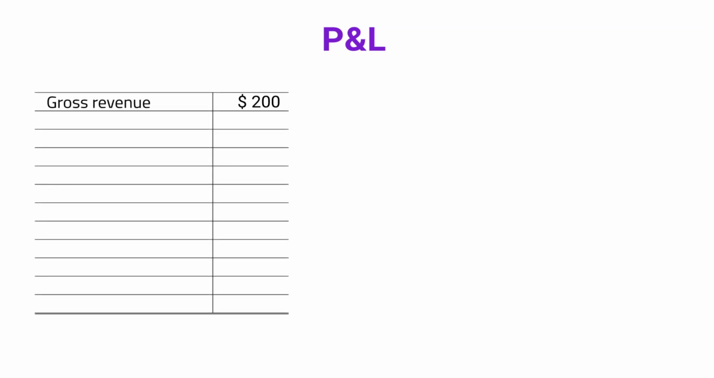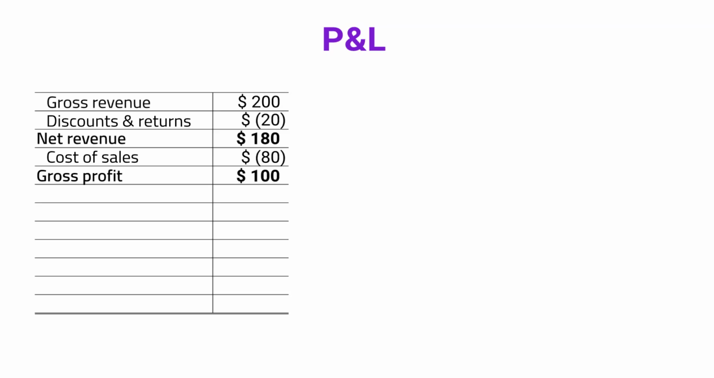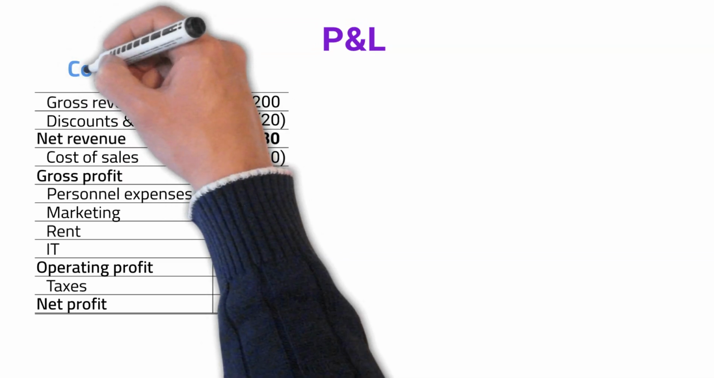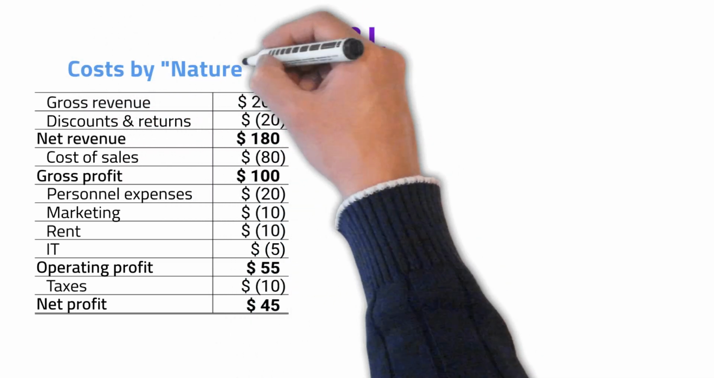A typical P&L looks like this. Revenue sits on top line. Then come discounts and returns. Then we deduct cost of goods sold and get to gross profit. Next, we record personnel expenses, marketing, rent, IT costs, etc., other operating expenses. As a result, we get to operating profit. Then comes tax, and we get to net profit or a bottom line. This is P&L with the costs presented by nature.